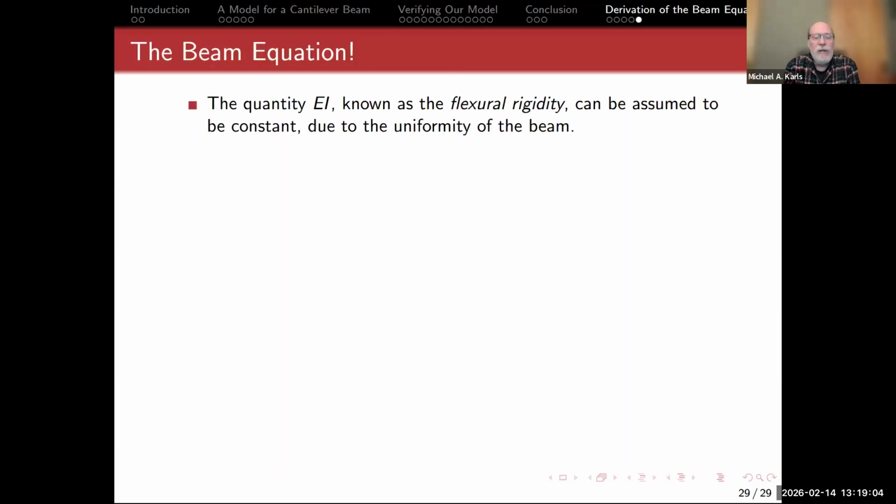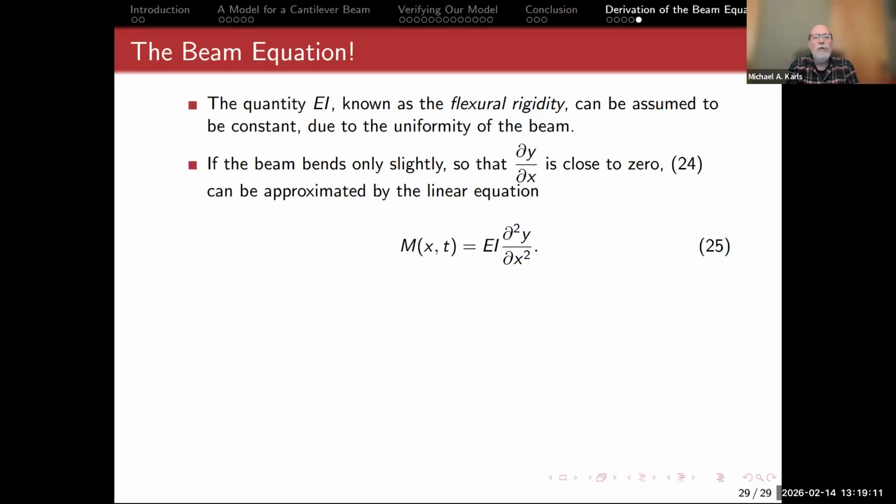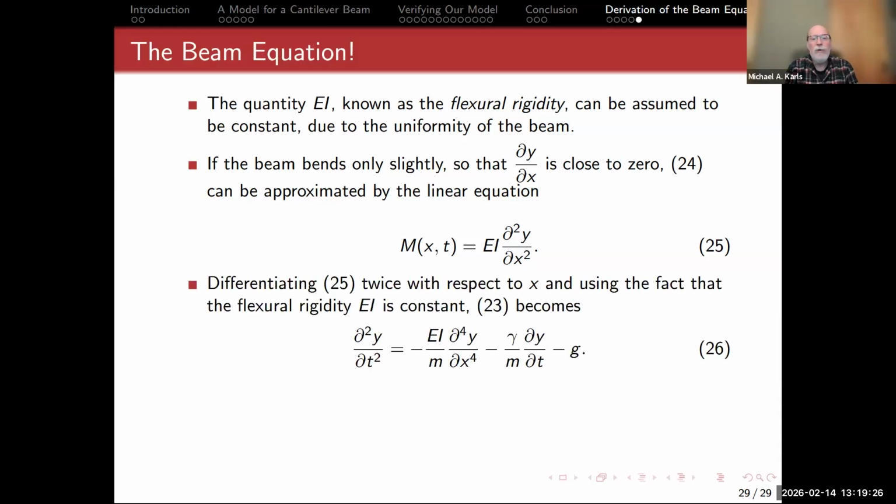This quantity E times I is also known as the flexural rigidity. That can be assumed to be a constant due to the uniformity of the beam. If the beam bends only slightly so that the derivative with respect to x is close to 0, then 24 can be approximated by this linear equation, M equals E times I times the second derivative of y with respect to x. If you differentiate 25 twice with respect to x and use the fact that the flexural rigidity is constant, then 23 becomes this expression 26, which is now a relationship only involving the displacement y.